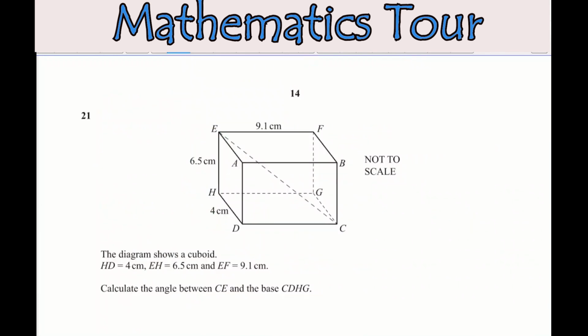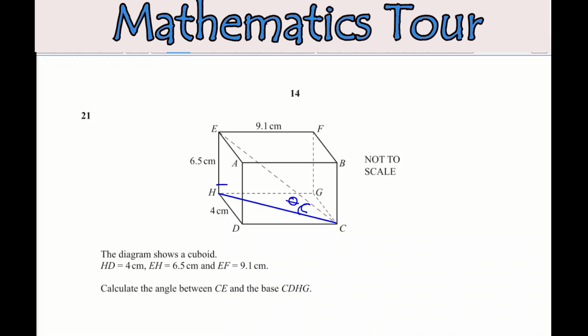So this is question 21, second to the last. Here the diagram shows a cuboid. HD equals 4 centimeters, EH equals 6.5 centimeters, and EF equals 9.1 centimeters. Calculate the angle between CE and the base CDHG. So I can easily draw a line from here like this. That is CH. Then I need the angle between them. This is theta.